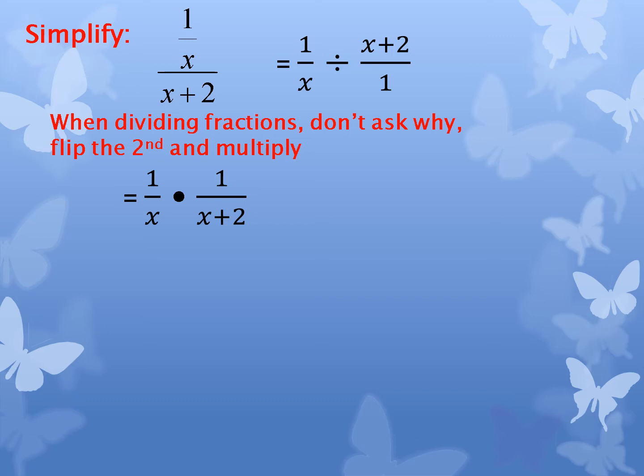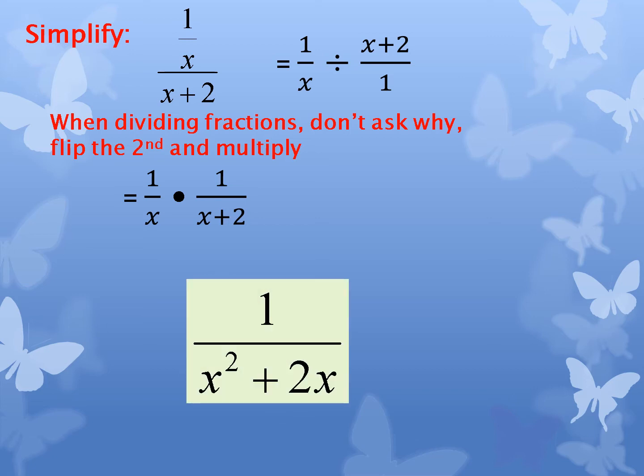Now it's just straight multiplication. In this case we cannot factor anything because nothing is factorable, so nothing will cancel out. So if you can't factor it and nothing cancels out, then all you have to do is multiply the top times the top and the bottom times the bottom. So 1 times 1 is 1, and then x times x plus 2 is x squared plus 2x. So when we simplify this problem, it becomes 1 over x squared plus 2x.